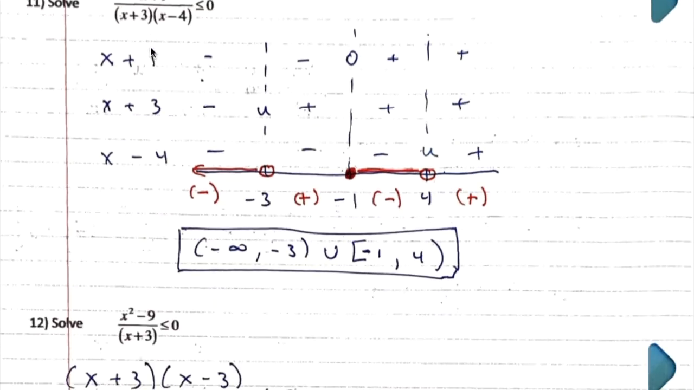I'm not great at doing arithmetic, so test points aren't my favorite method. So for me, I did a sign chart, and I just set up my x plus 1, and that one's 0 would be at -1. I put my 0 right there. X plus 3 is from the denominator, so that one's 0, which is undefined, would be at -3. And then x minus 4 would have a 0 at 4, and also be undefined.